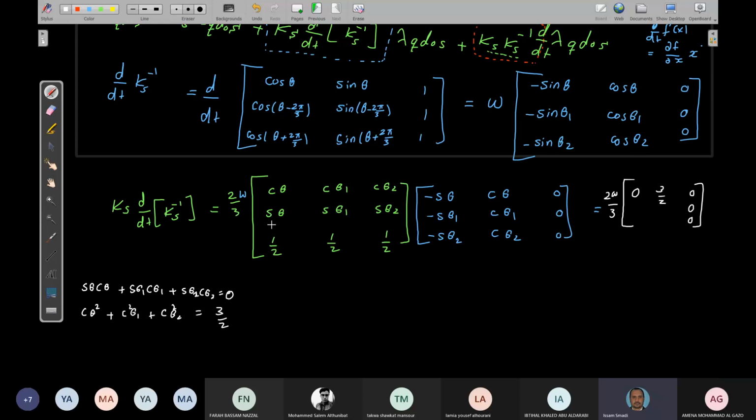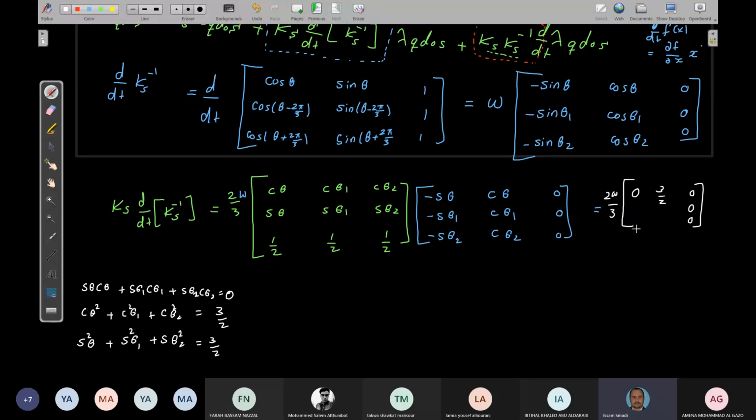Now the second one here. What am I having? Sine square, sine square, sine square. This will also equal 3 over 2. So sine square theta plus sine square theta 1 plus sine square theta 2 is also equal to 3 over 2. So now what am I getting? Sine square negative, sine square theta 1 negative, sine square theta 2 negative, and this will equal what?